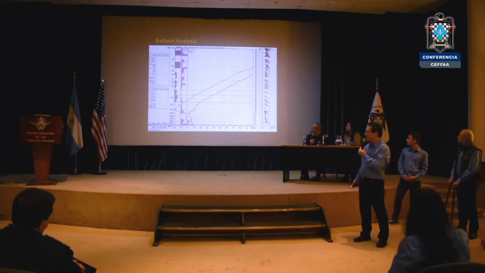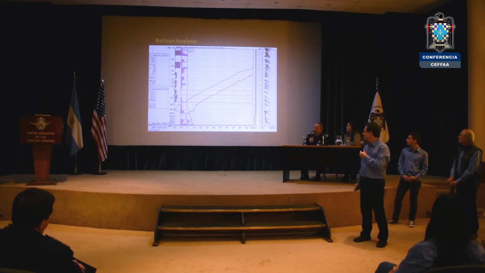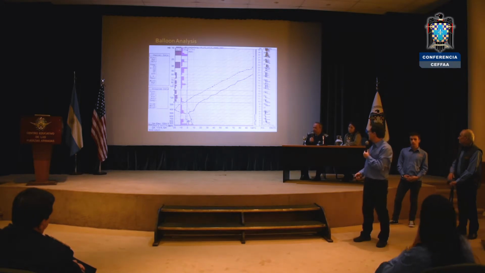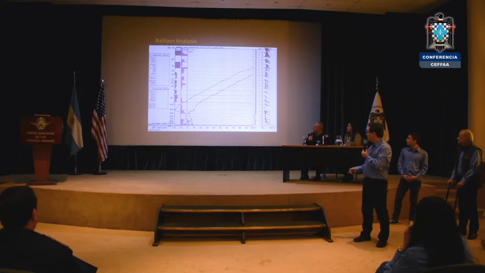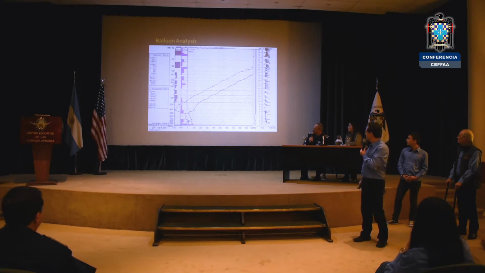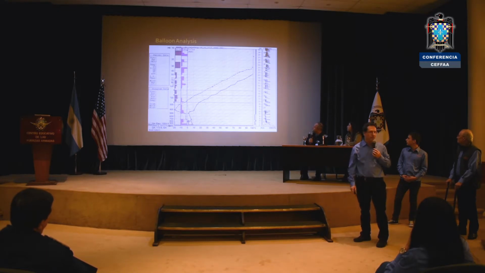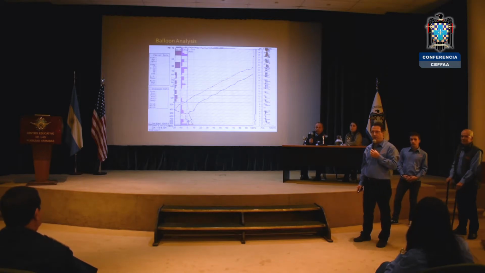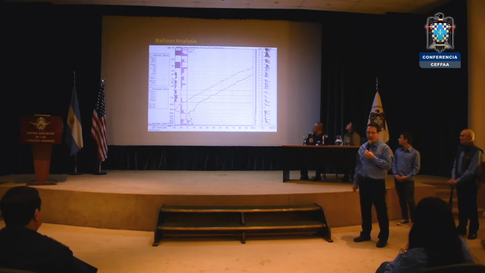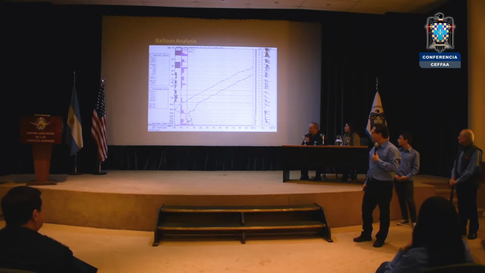This is an example of the data that we get from the balloon. We have the temperature of the air and humidity, and wind speed and direction. And this is very important planning our flights to find where the good wind speed is.